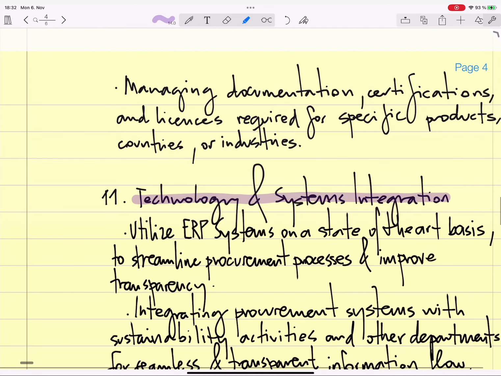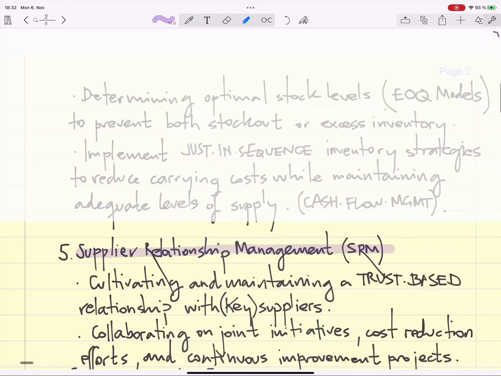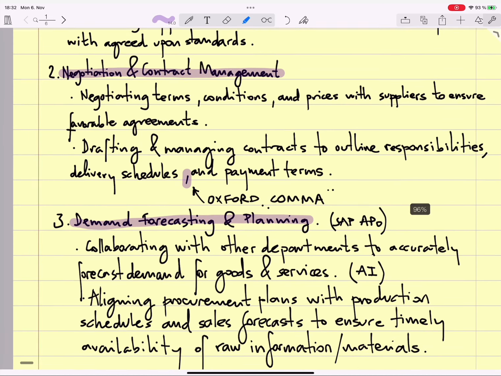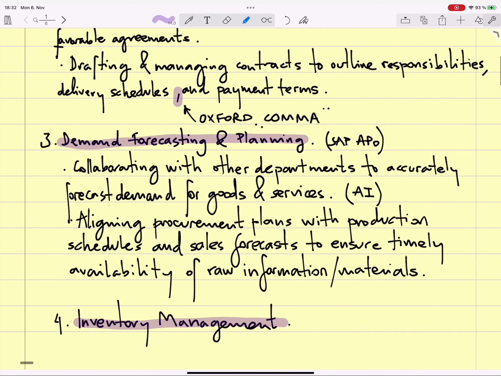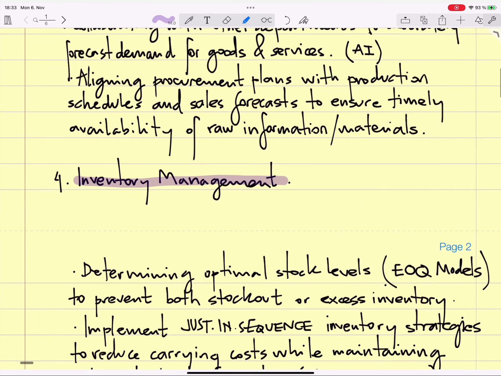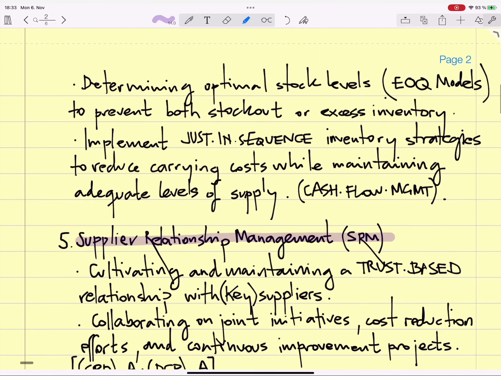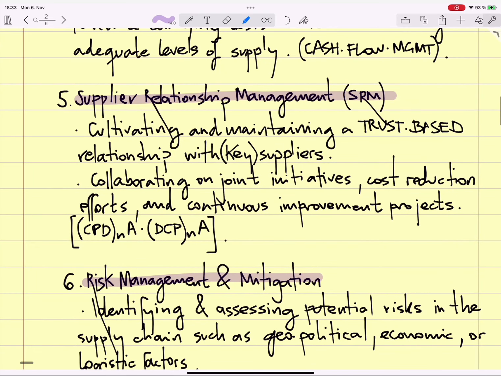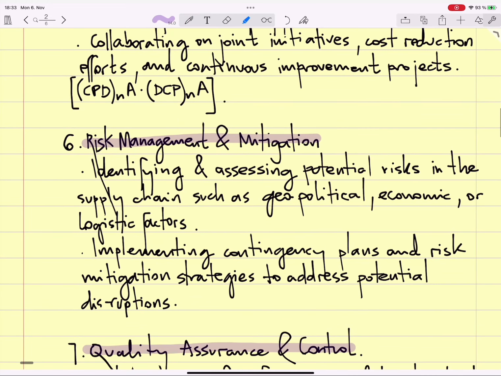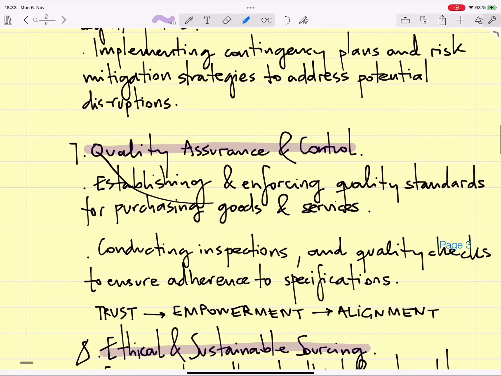So this is the detail of point number 1. Point number 2 we will do if you say you want it. Point number 3 we will do with some Python in the next weeks. Inventory management we will do in a case study. The supply relationship management needs to be trust-based. You already know the CPDNA. Risk management and mitigation is something that we will not look into.